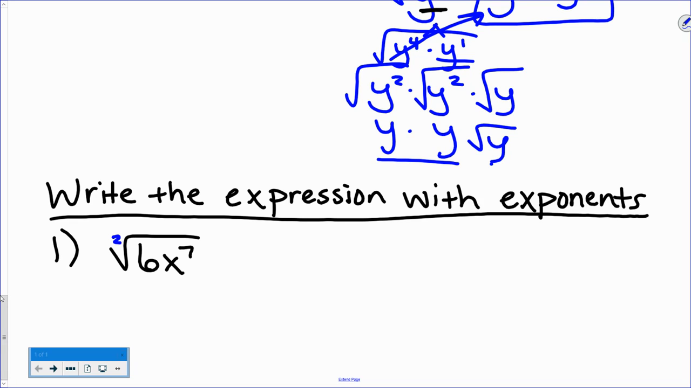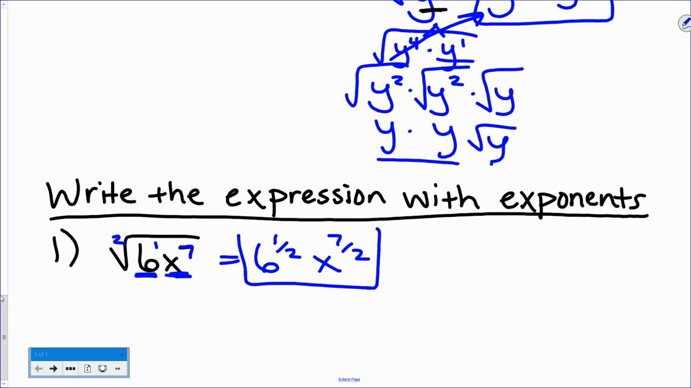Okay, so that means square root, no numbers listed, so 2 is going to be the denominator. I need to look at what each different thing inside of my radical is being raised to. The x is being raised to the 7th power. The 6 is not. 6 would be to the first power. So 6 is to the first power, but it's under a square root. X is to the 7th power, but it's under a square root. And that's all we're doing, just rewriting with those exponents.